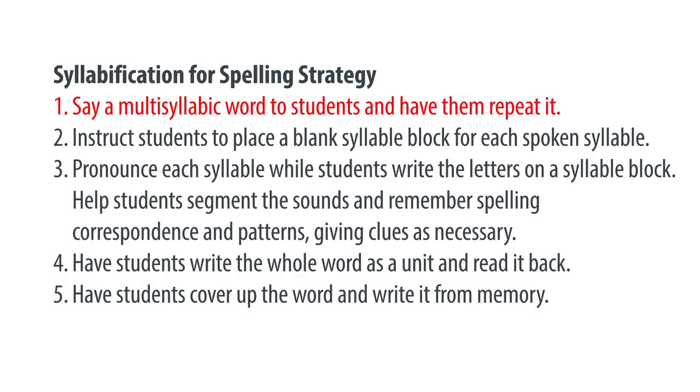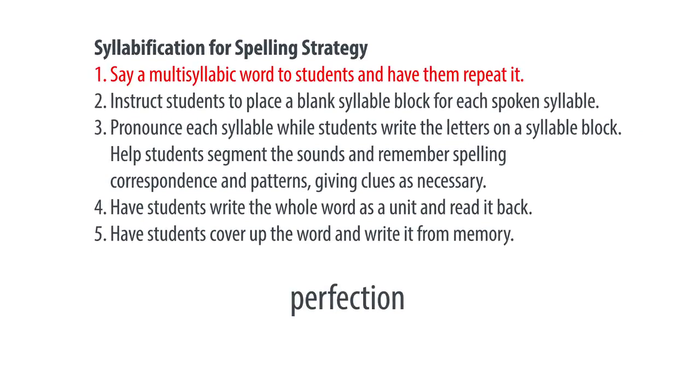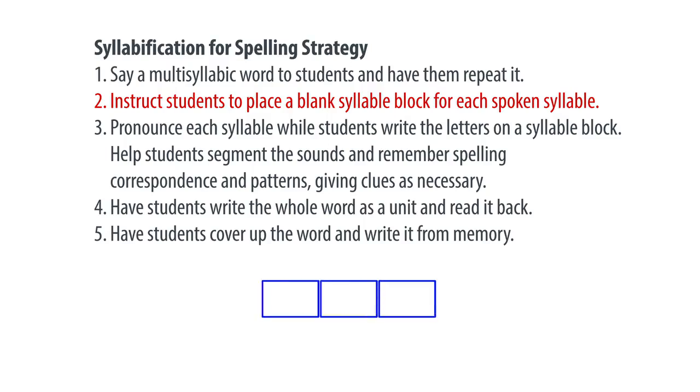First, say a word to students, such as perfection, then have them repeat it. Next, have them place a blank syllable block on the board for each spoken syllable. Third, pronounce each syllable of the word as students write the letters on each syllable block. Help your students segment the sounds in the word. Help them remember particular spelling correspondences and patterns, giving them clues as needed.